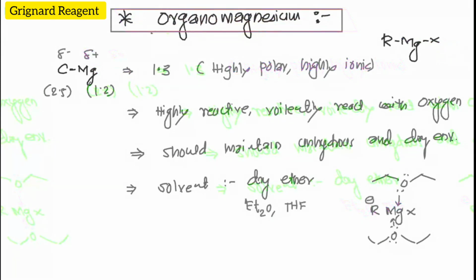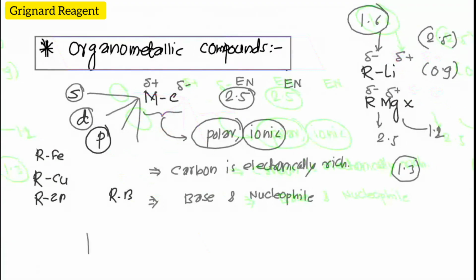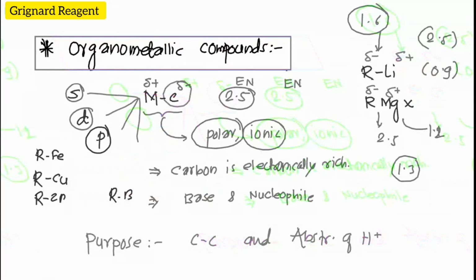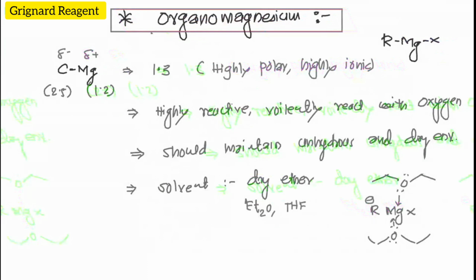This reagent is widely used nowadays in organic synthesis for carbon-carbon bond formation. You know that organometallic compounds are used for two purposes: one is making carbon-carbon bonds, and the other is the abstraction of protons. Because it has carbon that reacts with another electron-deficient carbon, it forms a carbon-carbon bond. So we have the first reagent, organomagnesium, and structurally it is RMgX.